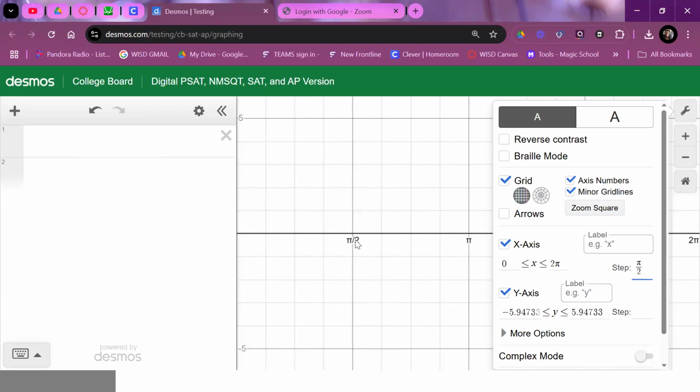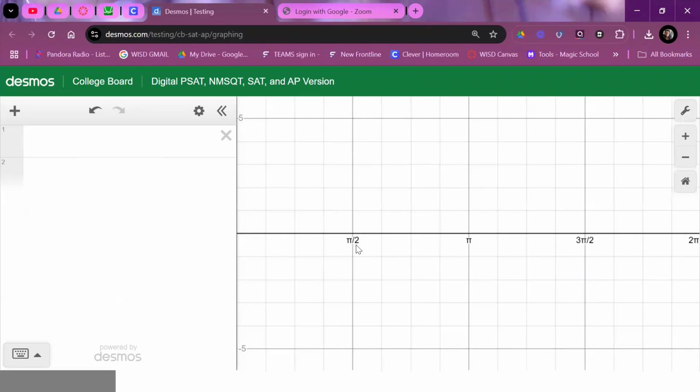So notice now, these are now half pi marks. Does that make sense? So it's now adjusted its window so that my solids are half. Obviously in between are going to be quarters. So now I have my quadrantals. Do you see that? So we have our 0, our pi over 2, our pi, our 3 pi over 2, and our 2 pi. Okay, so I'm going to put in my first equation.